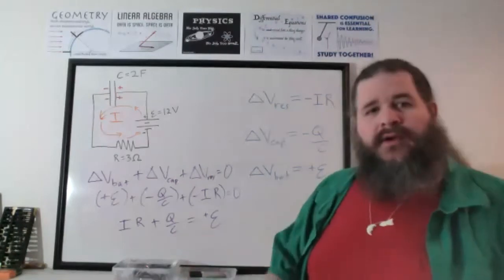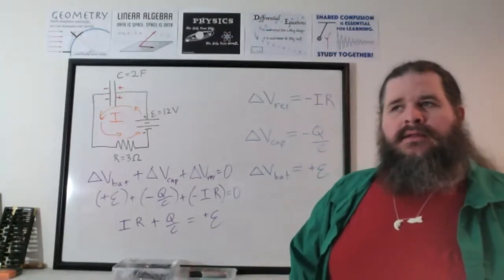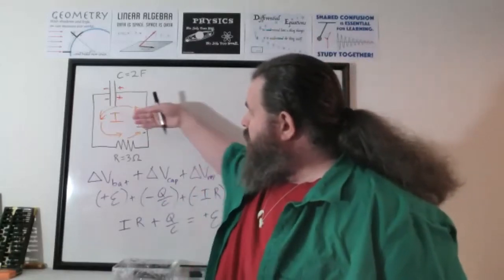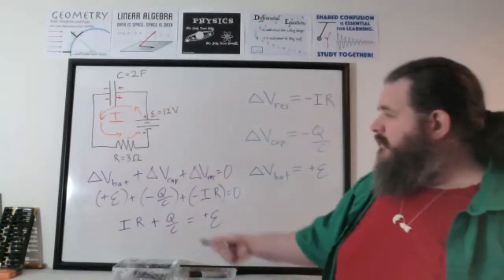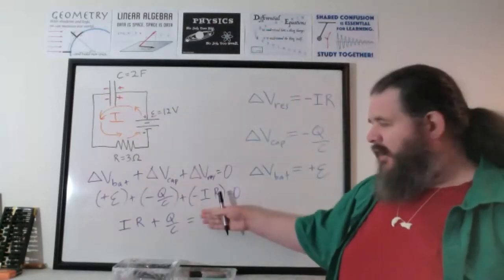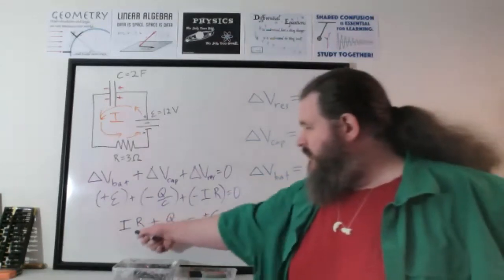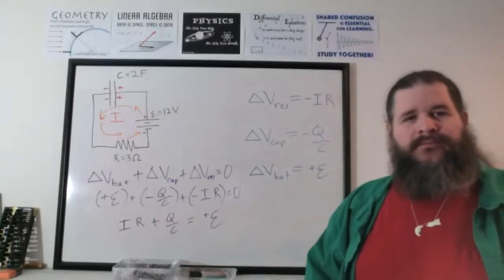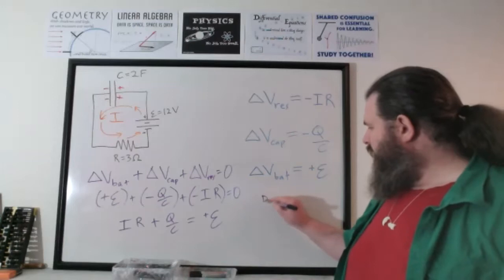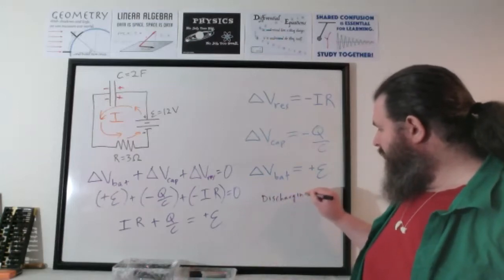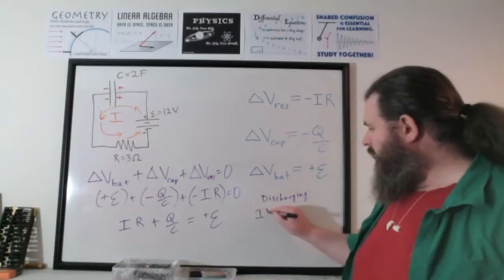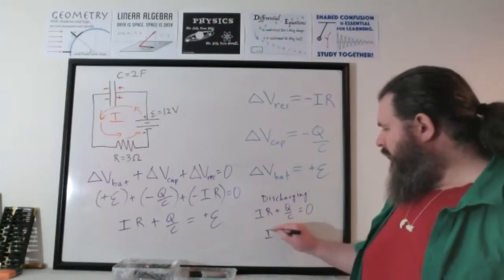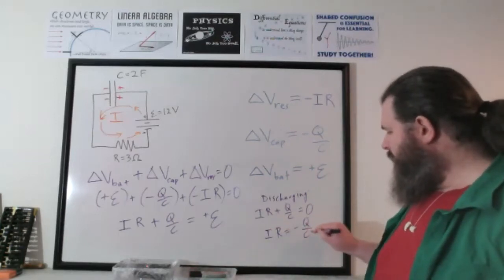Is that also true for discharging? Yes, you can use this same model for a capacitor that's discharging. Typically, you would have a capacitor that's already charged, and there would be no battery. If there's no battery, you can use the same equation. It's just that epsilon will be 0. So in that case, instead of these two values adding up to some positive constant, these two values have to add up to 0. So if it's discharging, in other words, no battery, you'd have IR plus Q over C equals 0. In other words, IR and Q over C are exact opposites.